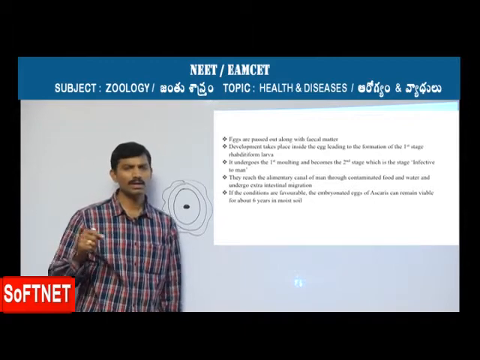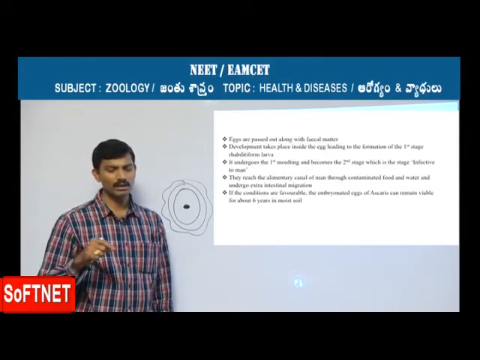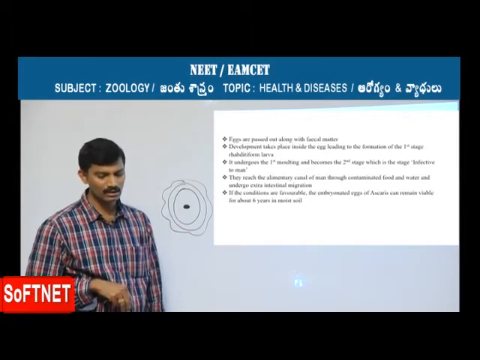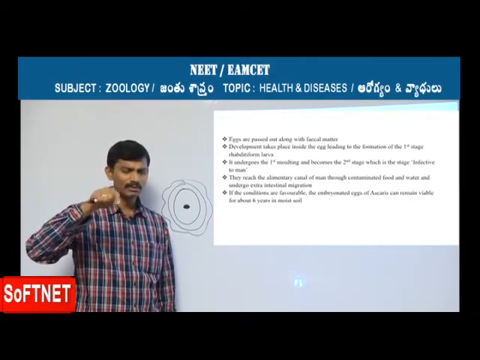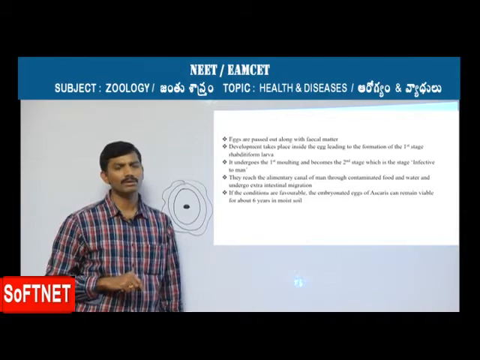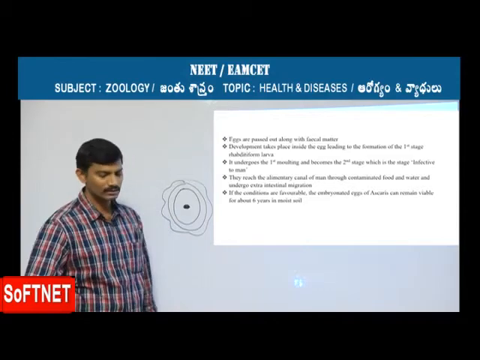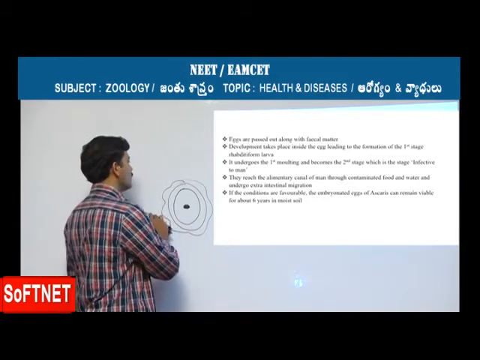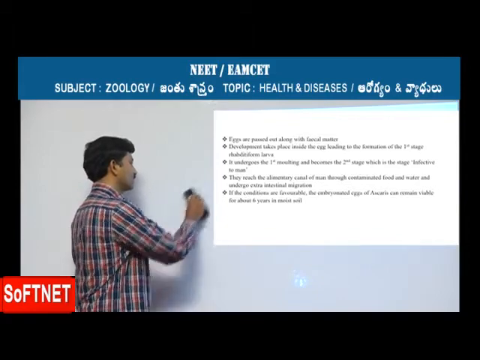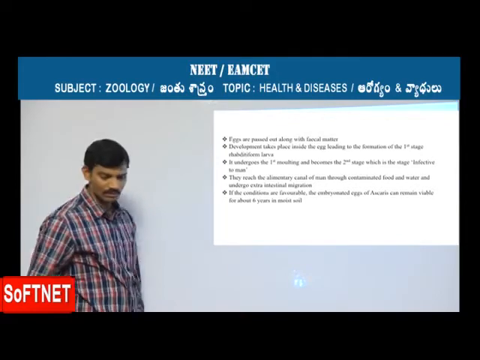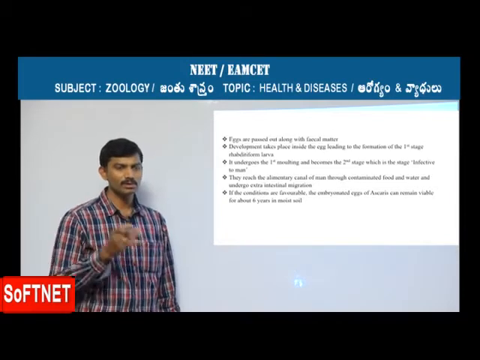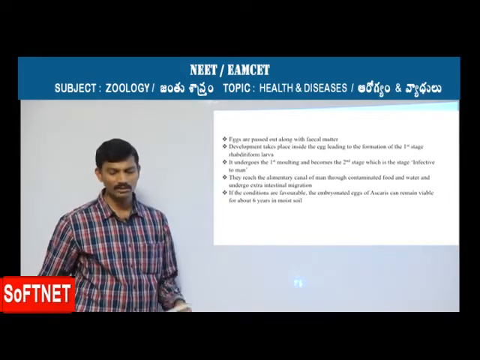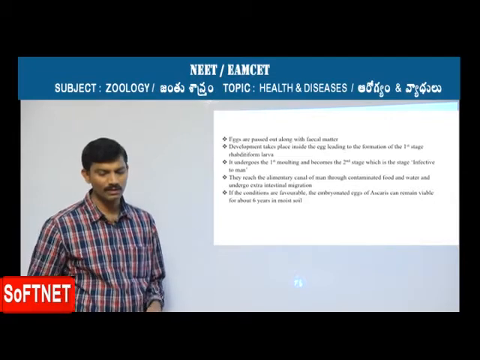The protein layer, the chitinous layer and the lipid layer, these 3 layers are present inside. The entire outer protein layer has a rippled surface, so we call them mammillated eggs. Such eggs are liberated into the lumen of the intestine, and they come out along with the fecal matter.